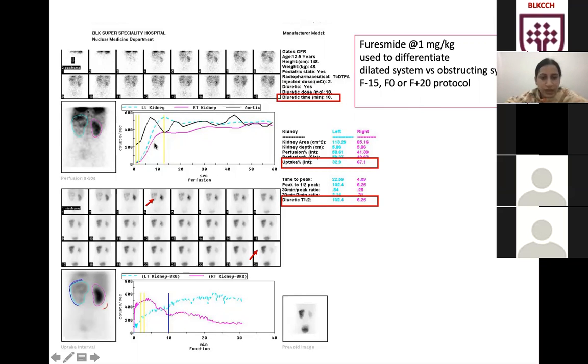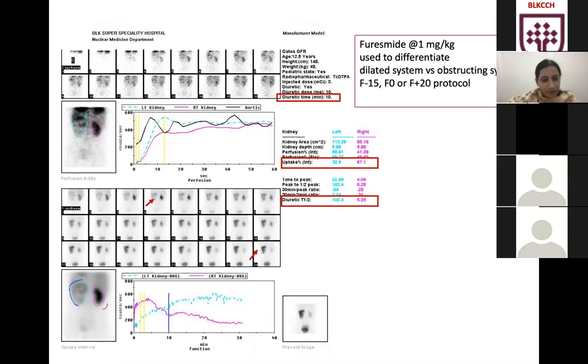So for this child, in the perfusion graph, this black line curve is for radioactivity in the aorta, and for the perfusion peak, you can see the blue line is for the left kidney, pink for the right kidney. The perfusion panel is okay, and in the later drainage panel, you see there is persistent contrast retention in the left kidney.